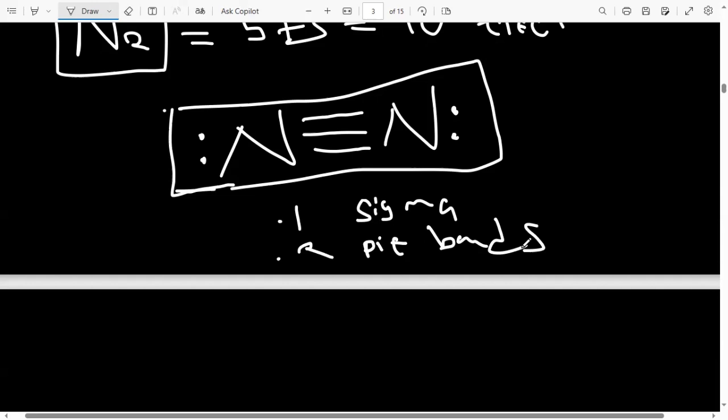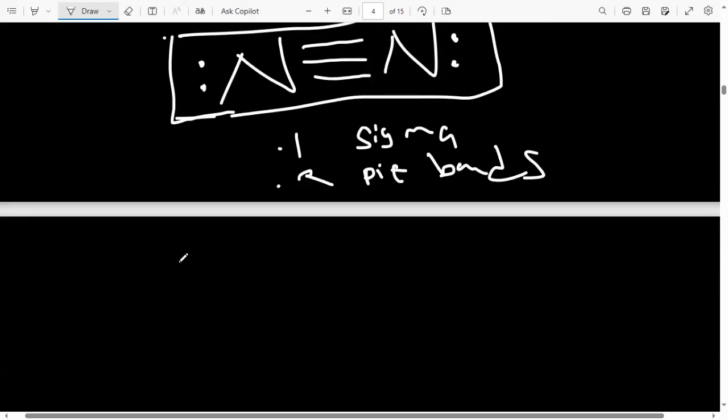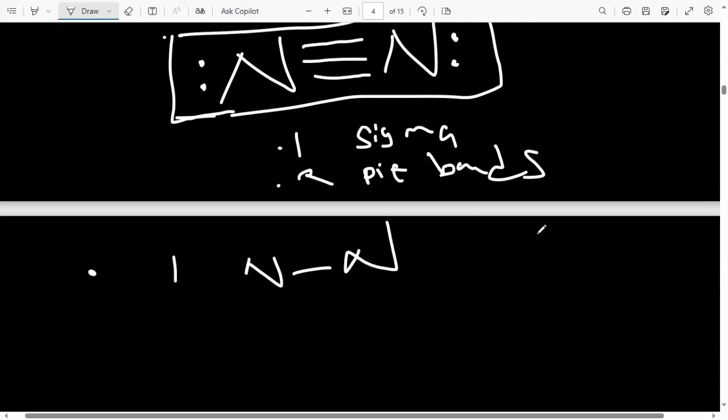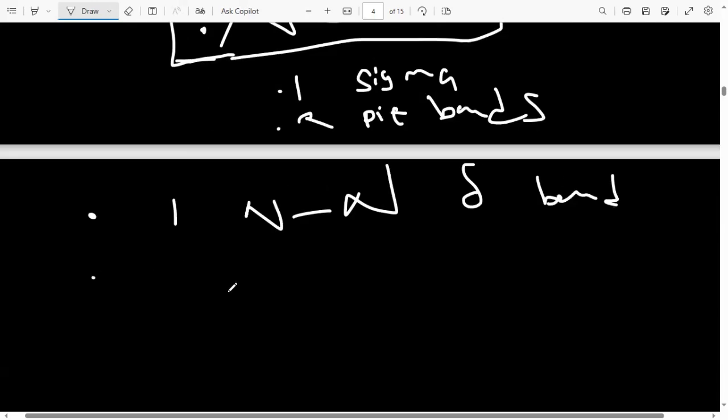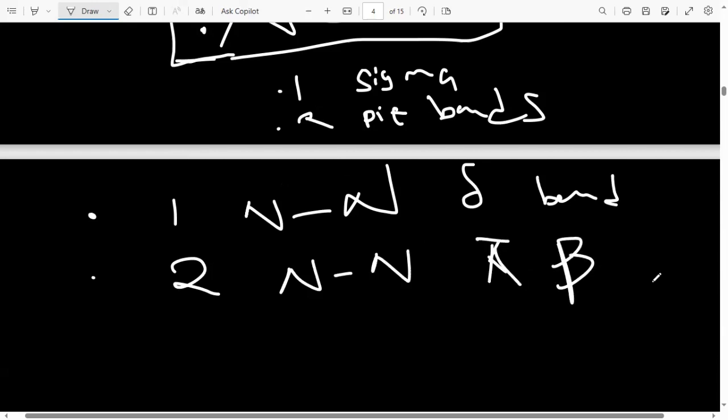Okay, so in conclusion, you can say the nitrogen molecule has 1 N to N sigma bond. I don't know if this is the correct symbol that I've used. And then it has 2 N to N what? Pi bonds. Okay, so this is the conclusion that you should make there. Right, so if there are no questions, I'll move to the other question in this tutorial sheet 3.